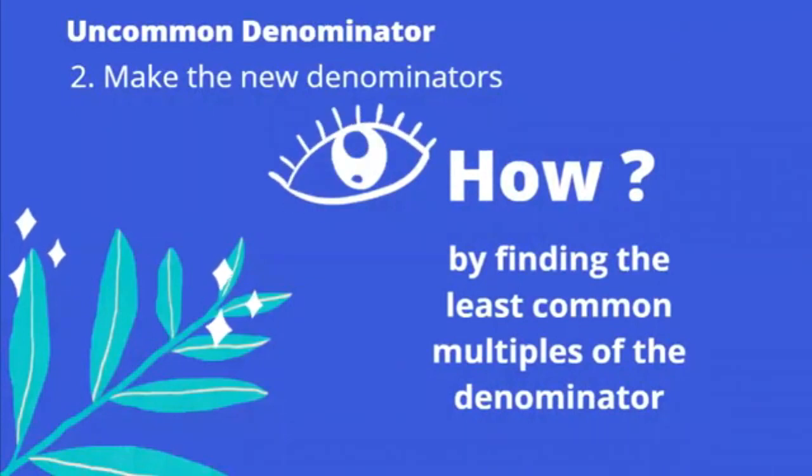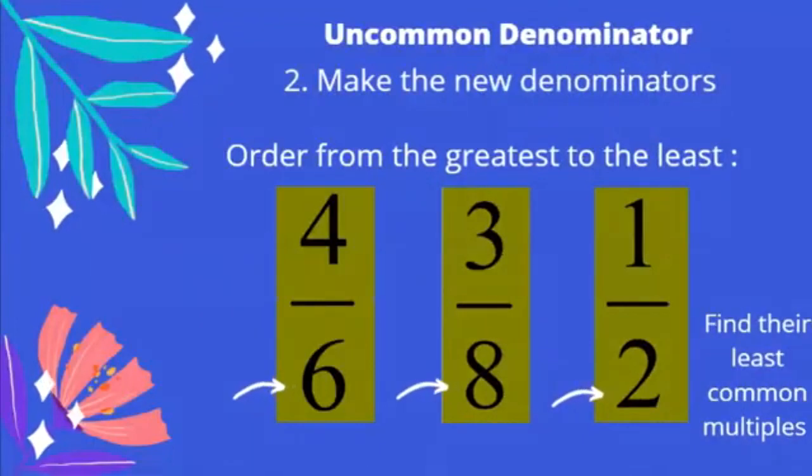Last condition. What if we are to compare and order more than two uncommon fractions? It's better for us to use the new denominators method. But how can we find the new denominators? By finding the least common multiple of the denominators. Order from the greatest to the least: 4 over 6, 3 over 8, and 1 over 2. First, look at their denominators. Now find the least common multiple of 6, 8, and 2.